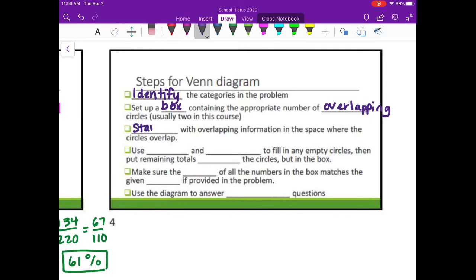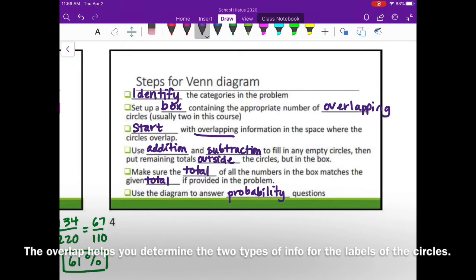We'll start with the overlapping information in the space where the circles overlap. Then we'll use addition and subtraction to fill in any empty circles. We'll put the remaining total outside the circles and inside the box. This represents all of the data that fits into neither of the two categories of information. Make sure the total of all the numbers in the box matches the given total of the provided information, and then use the diagram to answer the probability questions.